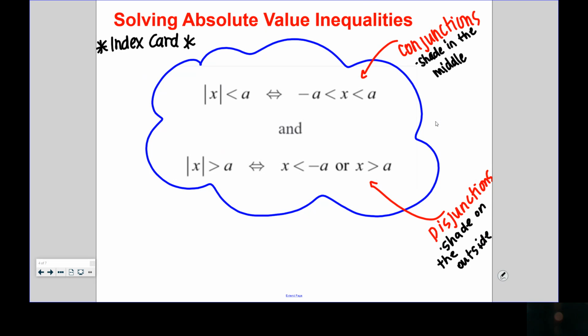Let me write this formula down. Can everybody see it if I write it over here? Yeah. So if you have the absolute value of an expression is less than A, then you convert it to a conjunction. If you have a greater than problem, you convert it to a disjunction.